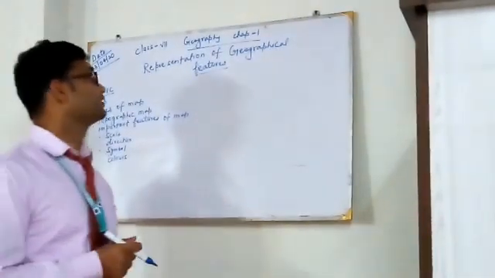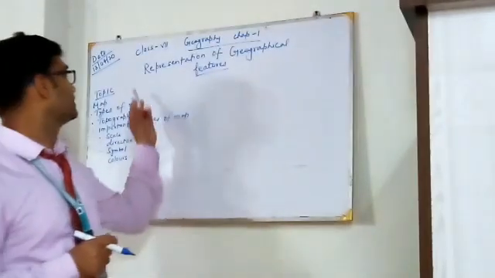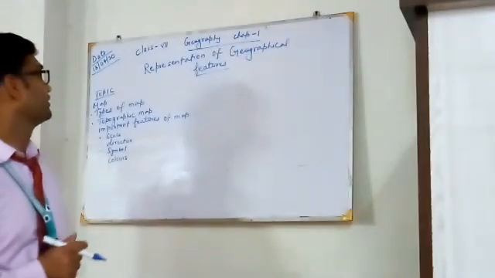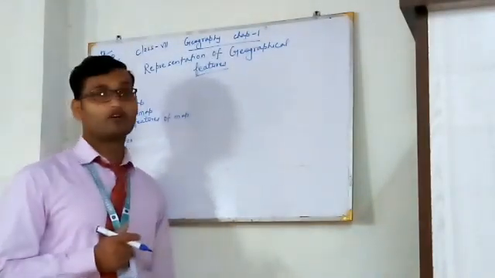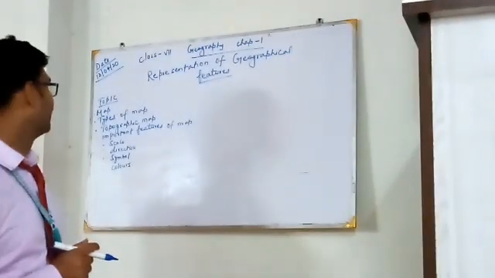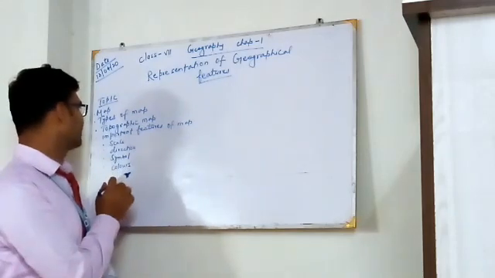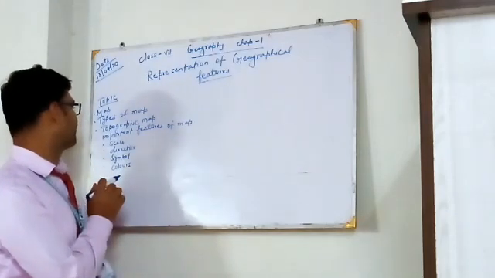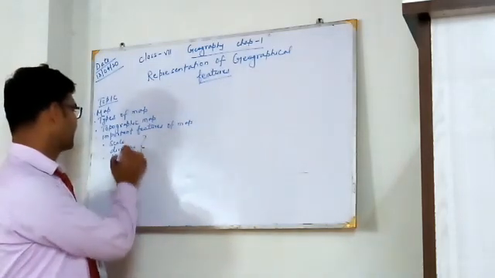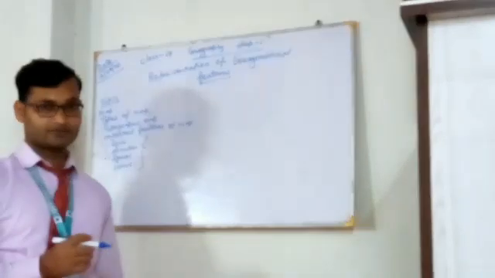Hello students, today we will discuss the first chapter of class 7 geography. This is the representation of the geographical features. In this chapter, we will learn about the map, types of map, geographical feature, topographic map, and important features of the map. Important features are scale, direction, symbols and colors.